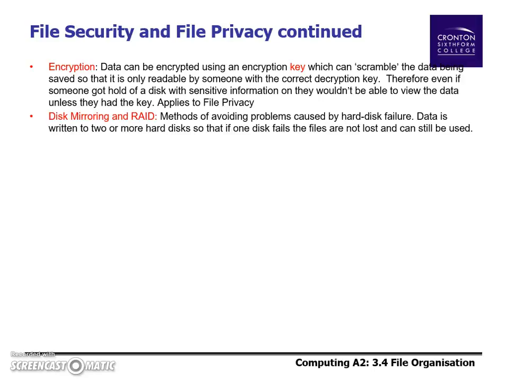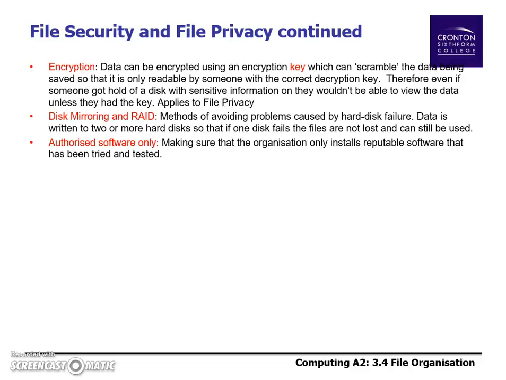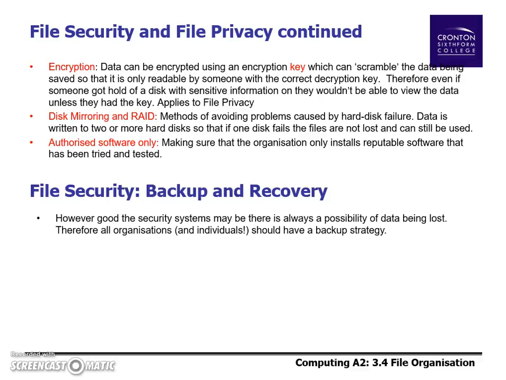We've got disk mirroring and RAID, so methods of avoiding problems caused by hard disk failure. Data is written to 2 or more hard disks, so that if one disk fails, the data isn't lost. We've got authorized software, making sure that the organization only installs reputable software. And then security with backup and recovery.